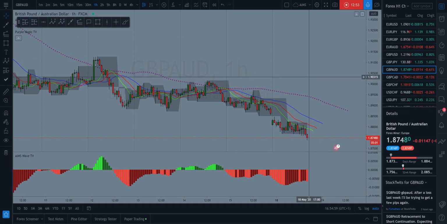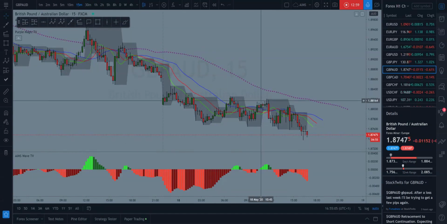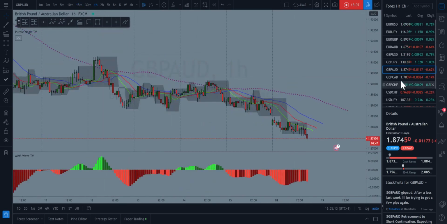So the pound Australian dollar has been going down. It could have been traded on the M30, I think, or the M15. Not really. It's not really clean. Although if you trade it here, it will be considered a setup 1 into wave 5, but it's not really clean and smooth.